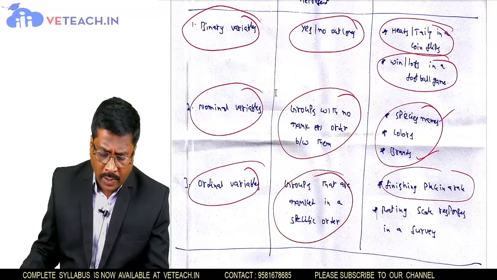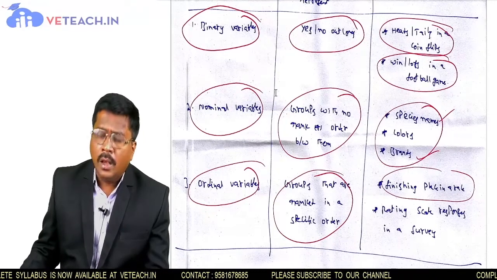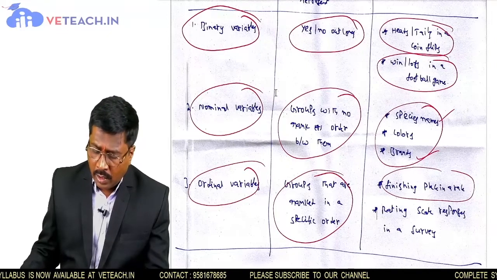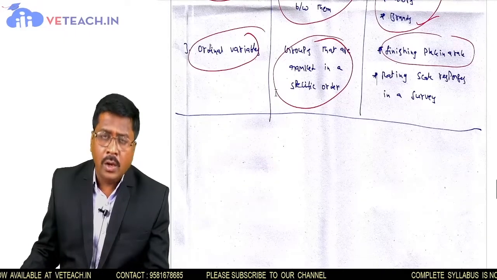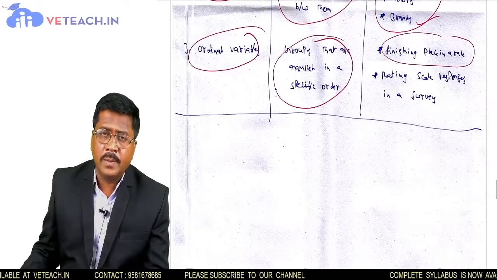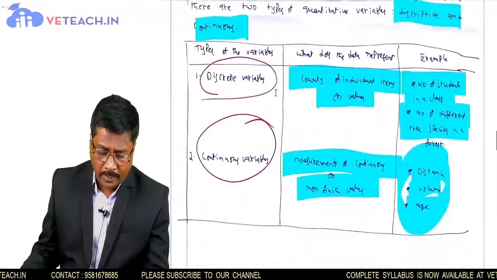Next one, ordinal variables means groups that are ranked in a specific order, like finishing place in a race, and rating scale responses in a survey. So like that, we have to categorize the variables into two parts, that is categorical variables and quantitative variables.